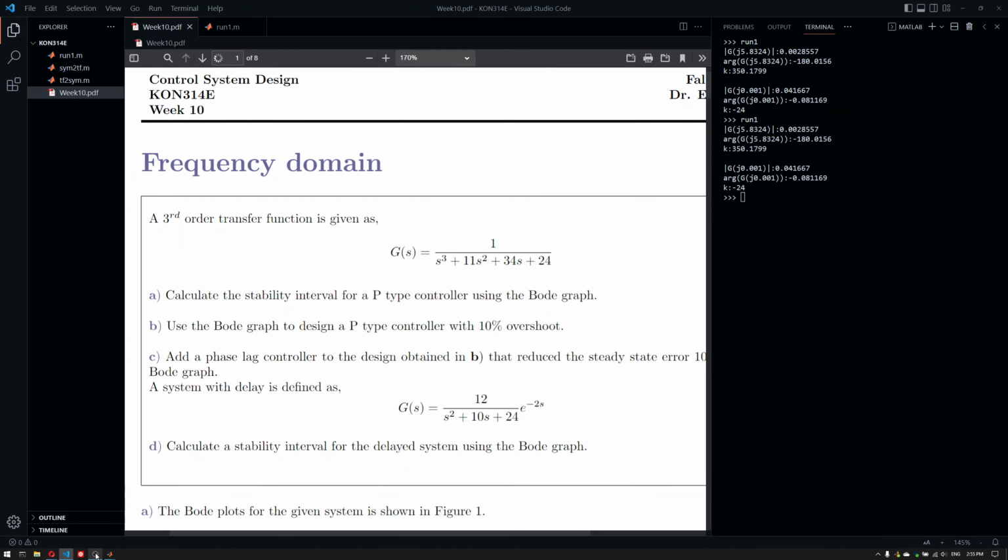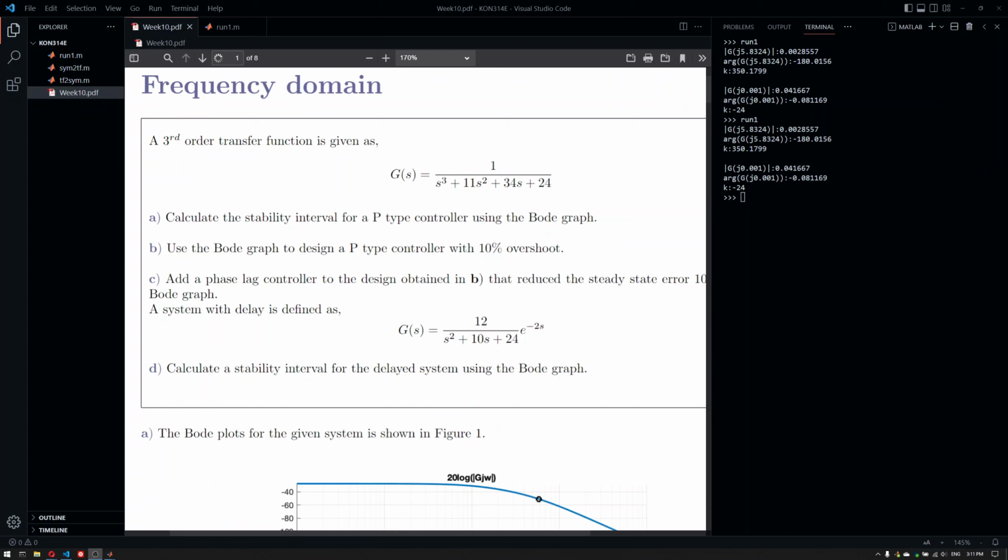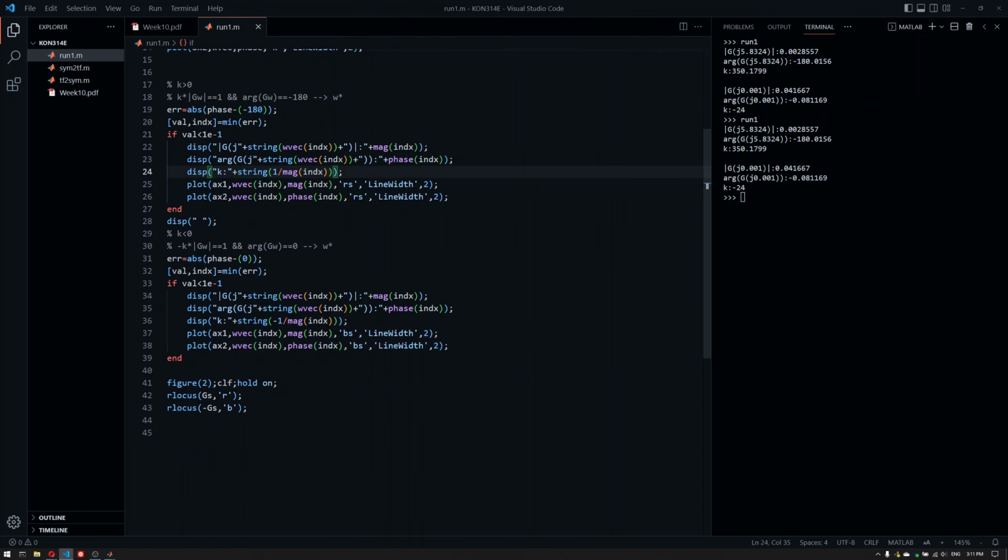Now the next part is going to be about designing a P-type controller. So, let's use the Bode graph to design a P-type controller with 10% overshoot.